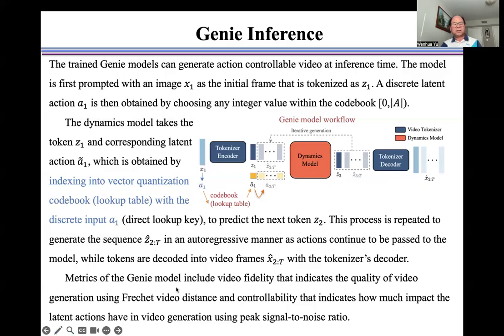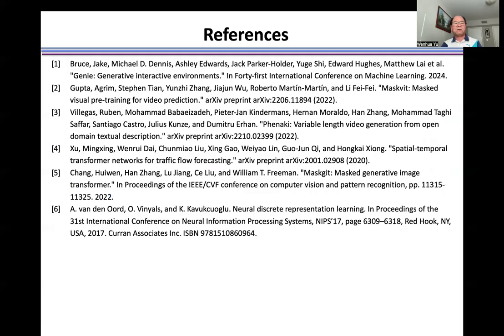Metrics of the Genie model include video fidelity, which indicates the quality of video generation using Fréchet video distance, and controllability, which indicates how much impact the latent actions have in video generation using peak signal-to-noise ratio. For more details, please check these references.